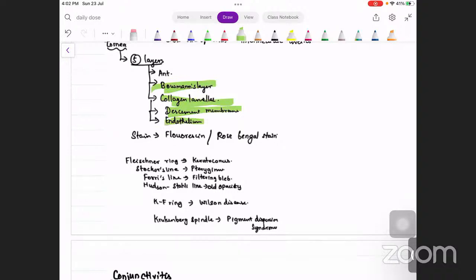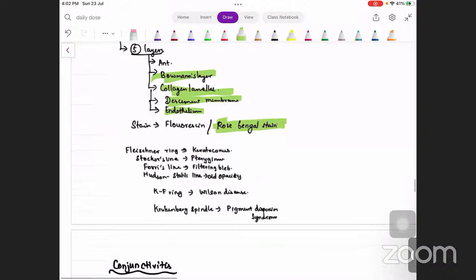What stain do we use for the cornea? Rose Bengal stain. Another important thing: the named findings you may see in the cornea. Fleischer ring is associated with keratoconus. Stocker's line, pterygium. Ferry's line, filtering bleb.